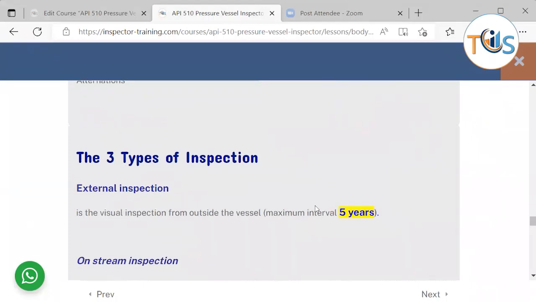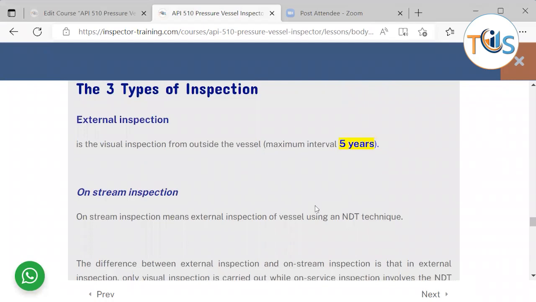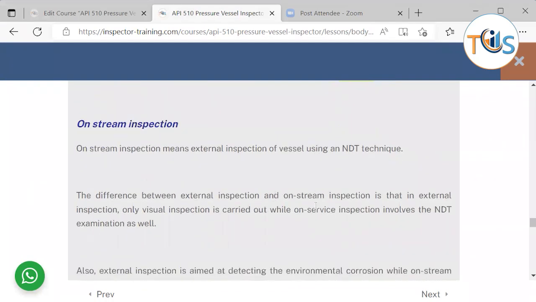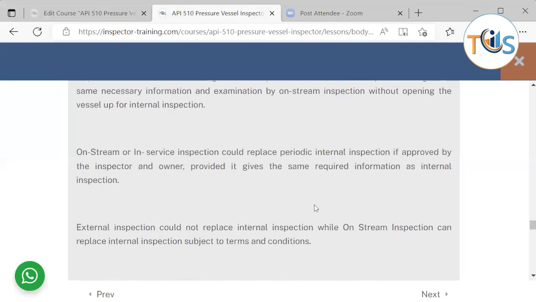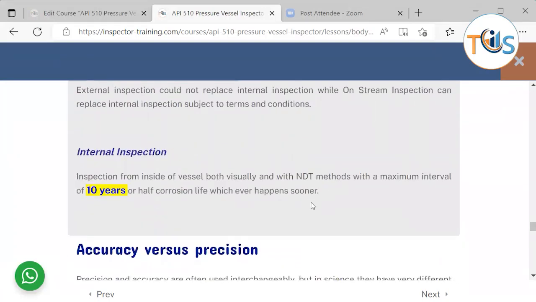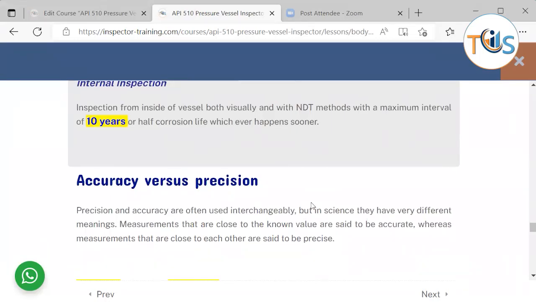and the 3 types of inspection: external, which is maximum interval 5 years, and on-stream inspection, that is using NDE techniques. The difference is in external inspection normally you only do the visual, whereas on-stream you do the NDE examination also. The external is mostly aimed at detecting environmental corrosion, while on-stream is aimed at substituting internal inspection, where it's possible to get the same amount of information in order to determine the inspection interval and the corrosion rate. So under certain circumstances, it could replace internal inspection. For internal inspection, the maximum interval is 10 years.